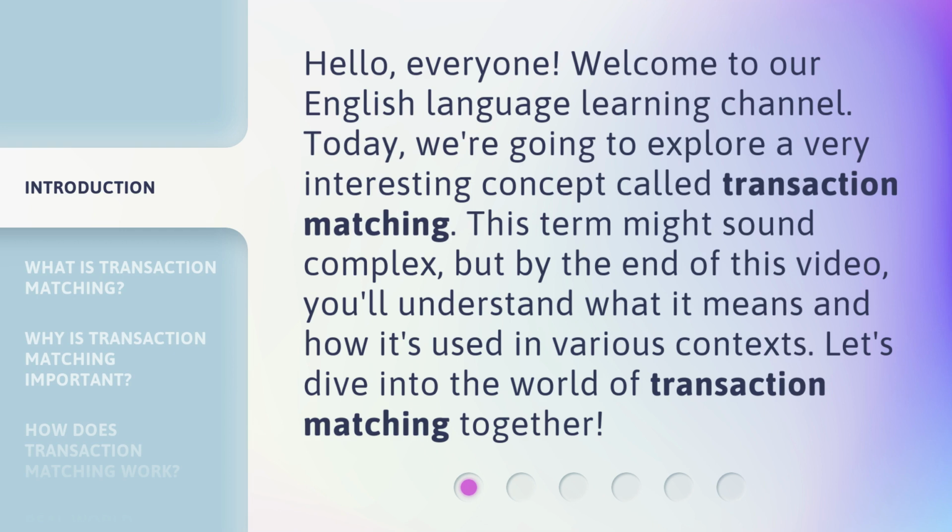Today, we're going to explore a very interesting concept called transaction matching. This term might sound complex, but by the end of this video, you'll understand what it means and how it's used in various contexts. Let's dive into the world of transaction matching together.